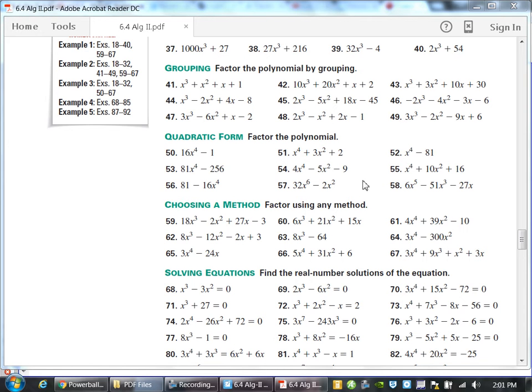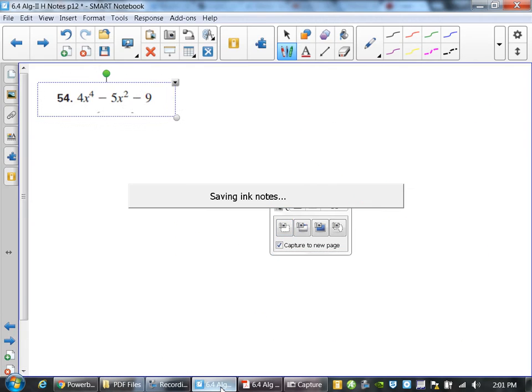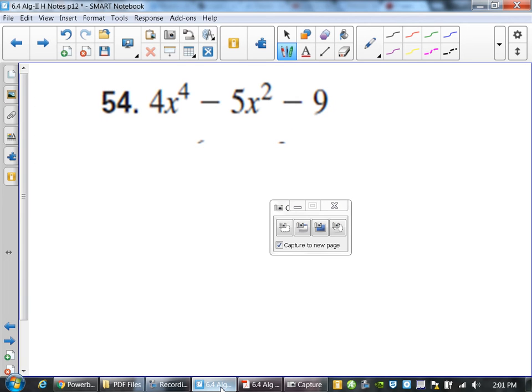54, I've had a lot of questions on. Same reason, you're doing the same exact thing. Treat it like you would a trinomial. What times what is negative 36, you add together to get negative 5? You should know that. 4 and 9. So it's 4x to the fourth minus 9x squared plus 4x squared minus 9.